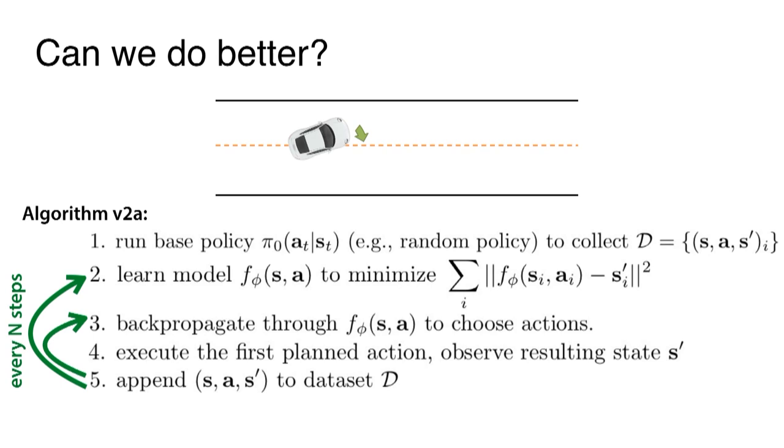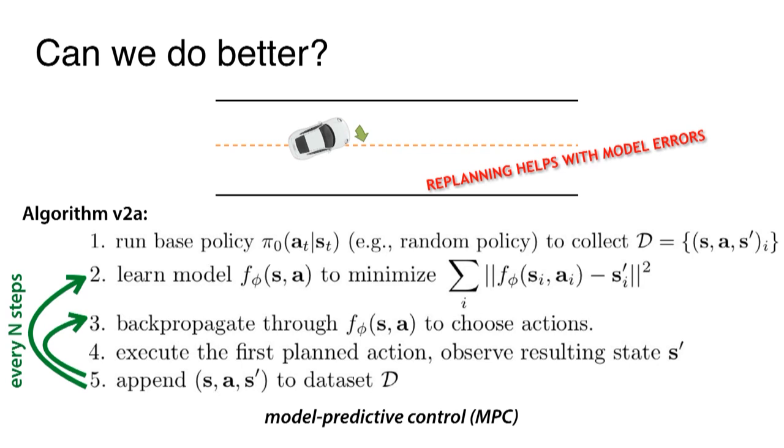So this is what's called model predictive control, which is essentially a fancy term for saying that we're going to be replanning our actions in real time as we execute our actions, as we execute our policy. And this can help with model errors. Basically, to account for when we make a mistake, we can then try to correct for it in real time as we take actions.